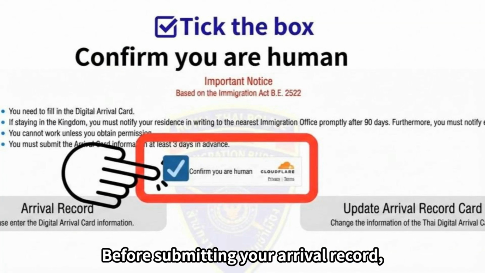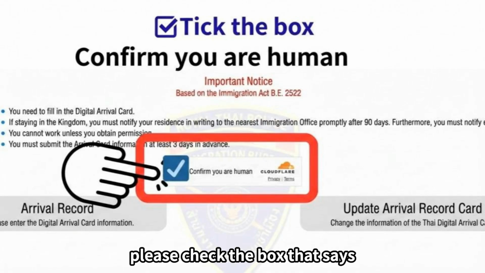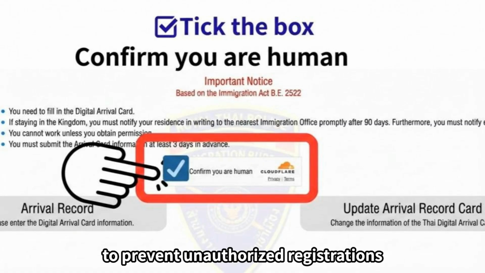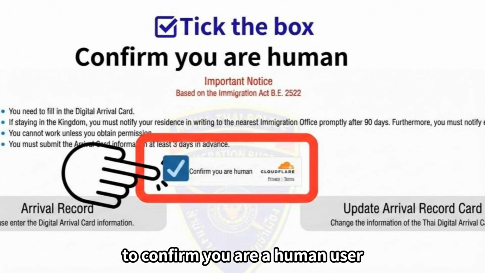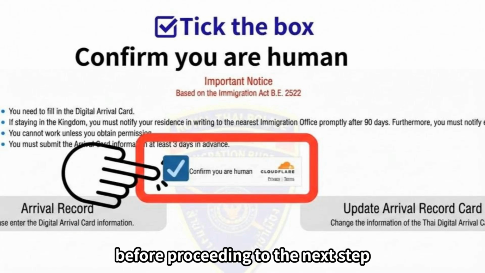Before submitting your arrival record, please check the box that says "Verify that you are human." This is a security measure to prevent unauthorized registrations by automated bots. Simply click the checkbox to confirm you are a human user before proceeding to the next step.